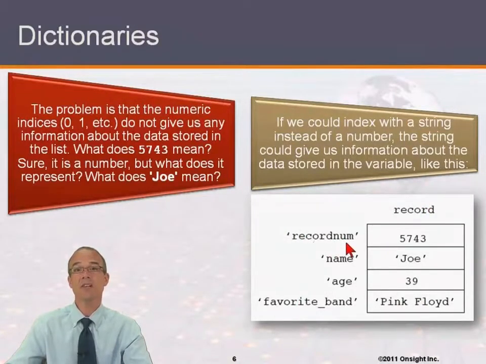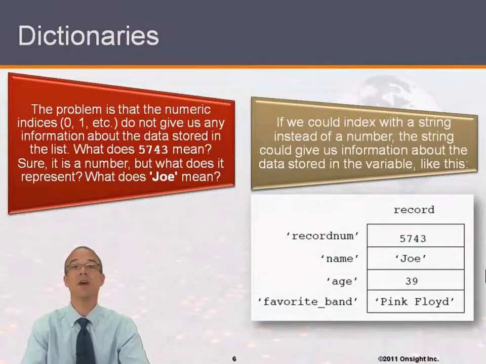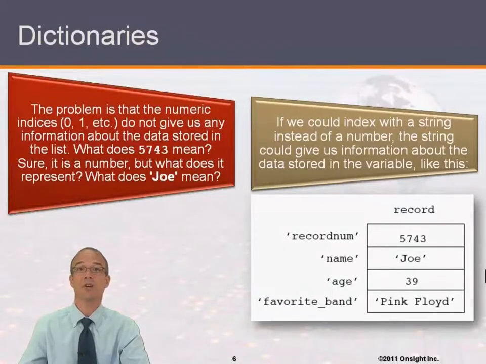Wouldn't it be nice, instead of indexing with a 0, to index with record num? Record num, I know what that means. This is the record number, 5743. And then index name, I know exactly what that is, a person's name, Joe. Age, I bet that's the age of the person, Joe. Joe's 39. And then Joe's favorite band, Pink Floyd. What this is showing is that if I can index with a string instead of a number, that string gives me information about the data stored within. That's the purpose of a dictionary.